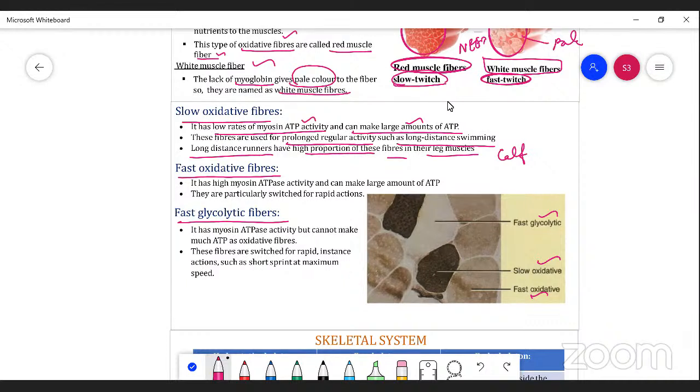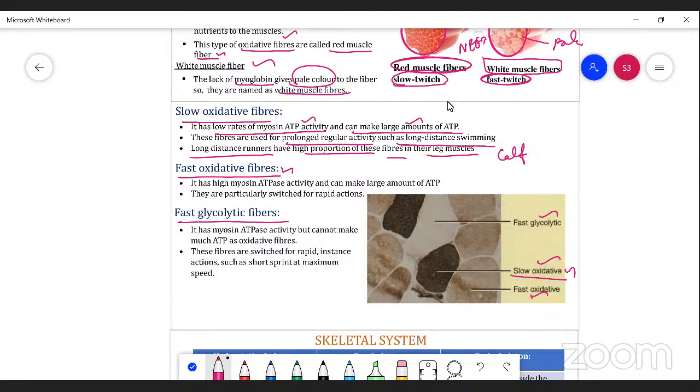Okay, that is slow oxidative fibers. What is happening there? Low rate of myosin ATPase activity, so it will make a large amount of ATP. At the same time, these are used for prolonged regular activity, such as long distance swimming. Long distance runners also have a high proportion of these fibers, especially in the leg muscles. Okay. So next, fast oxidative fibers.